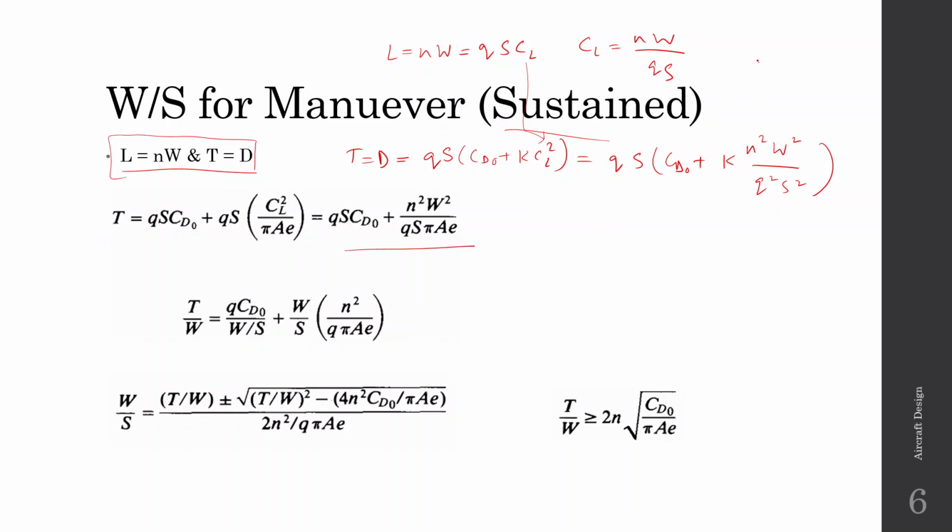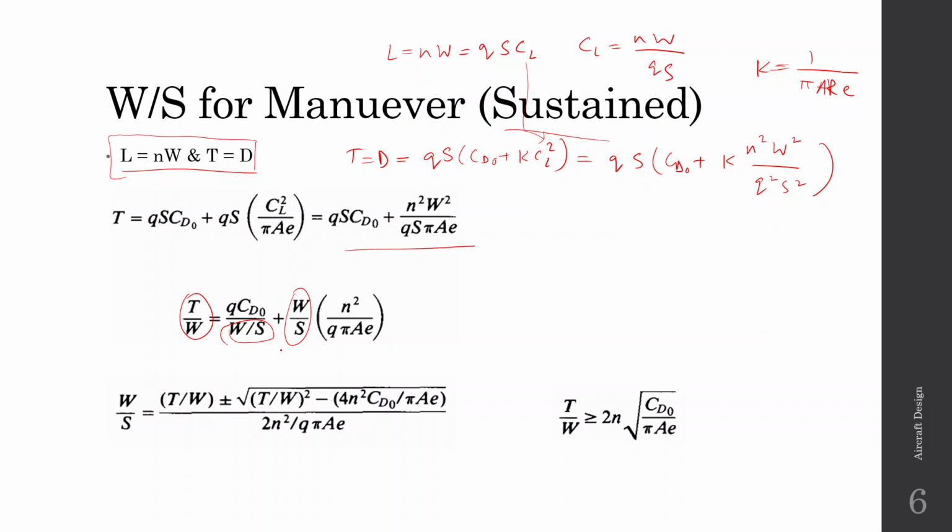Here you also know that K equal to 1 by pi times aspect ratio times Oswald efficiency factor. Now what you do is you divide by weight. When you divide the equation by weight, you get this equation. Here you can see that thrust by weight and weight by S, wing loading, these terms come into the picture.